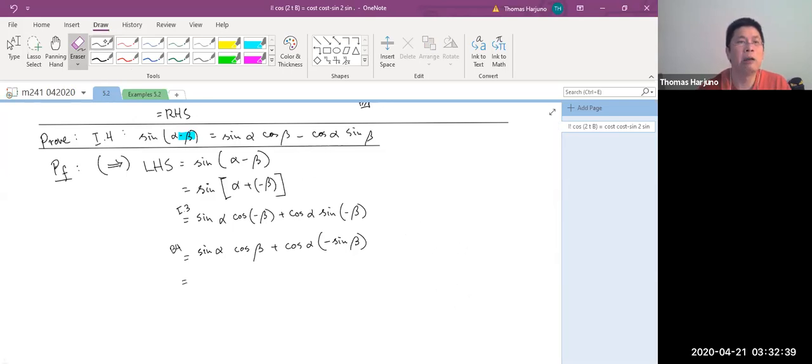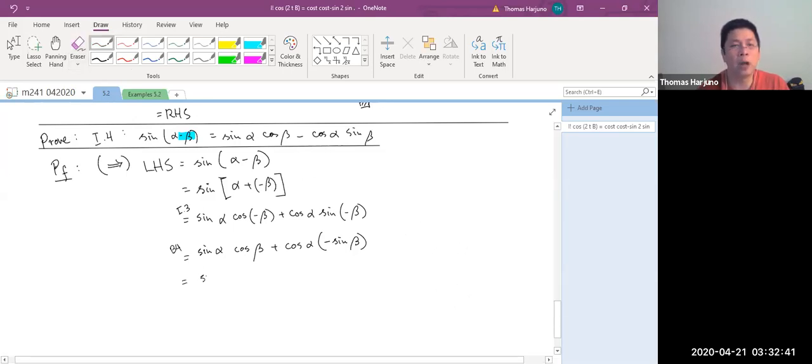Now then, going further, we are done with the first term, sine alpha cosine beta. Now that negative sine beta, I move the negative to the front. Cosine alpha sine beta. That's what we need to prove.